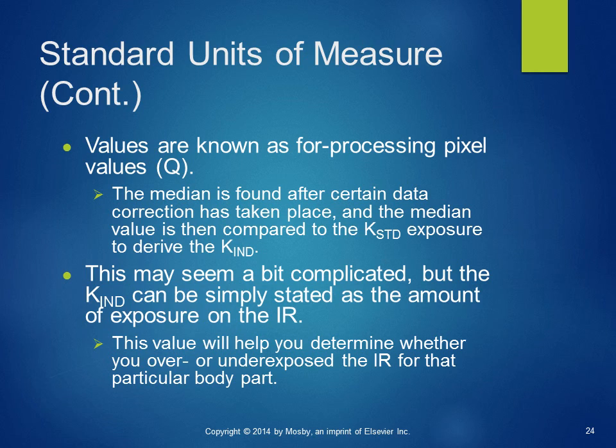This may seem a bit complicated, but the KIND can be simply stated as the amount of exposure on the IR. So what is KIND? The amount of exposure on the IR. This value will help you determine whether you are over or under exposing the IR for that particular body part.